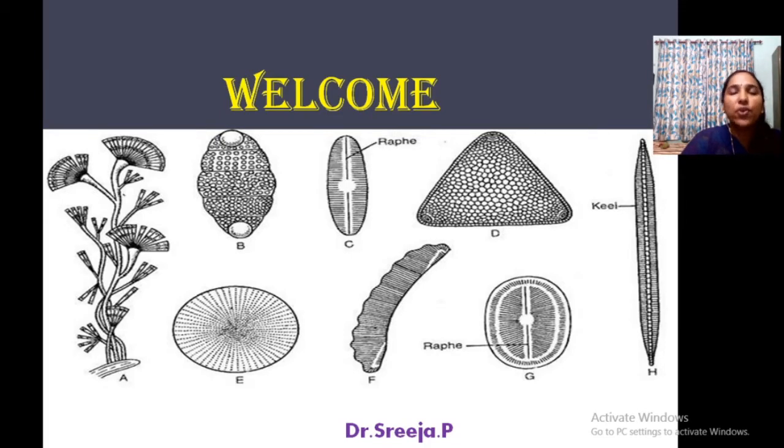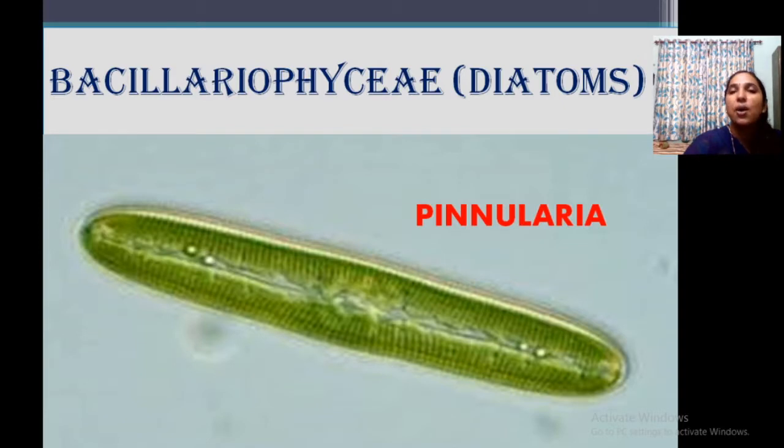So now we are moving on to our next type, that belongs to the group Bacillariophyceae or diatom. Here we have to study only one species, that is Pinnularia. Okay. So we finished Chlorophyceae, we finished Xanthophyceae. Now we are moving on to Bacillariophyceae. These are all classes that you studied in the classification.